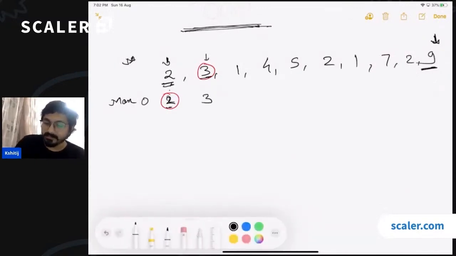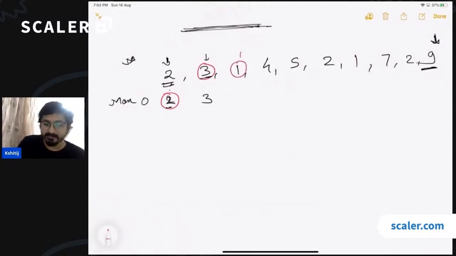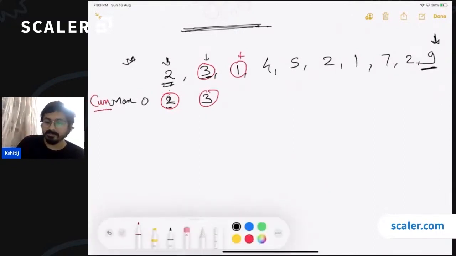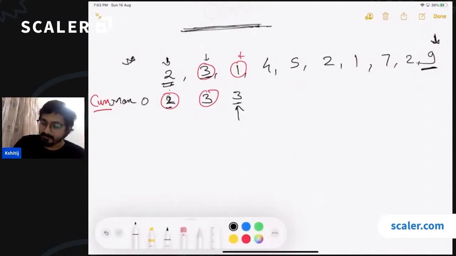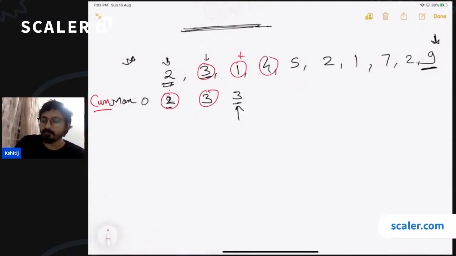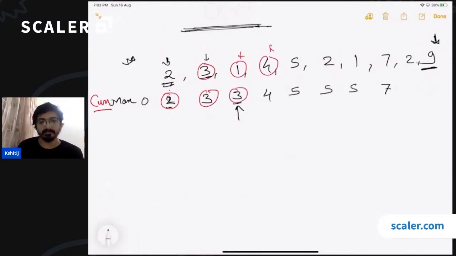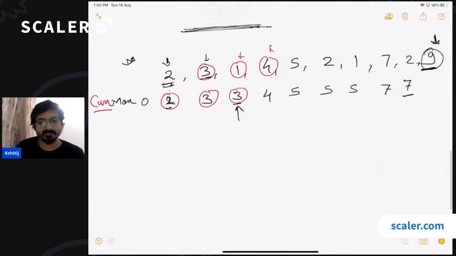Then we compare this 1 with the current max. Again, 3 remains the maximum, so we'll fill 3 here. This means that till this point, 3 has got the maximum height, right? Now, similarly, for the next step, we'll be comparing 4 with 3. So this gives us 4 as the maximum, then it gives 5, and then we'll be having 5, 5 till this point. Then we get 7, and then 7 continues to here. So the maximum on the left side for this bar is 7.